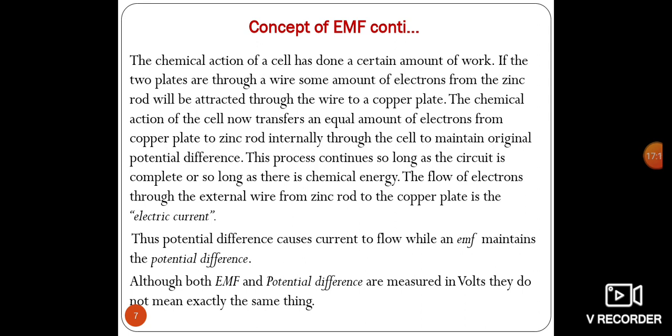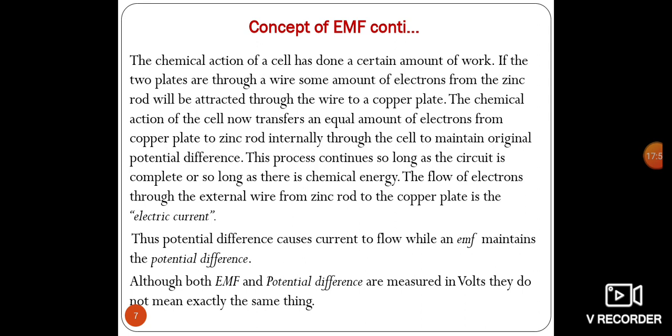The potential difference causes current to flow, while an EMF maintains the potential difference. The potential difference means that initially, whenever the chemical reaction was taking place and the copper conductor was not connected, the zinc electrode had taken some electrons from the copper, and because of that the potential difference causes current to flow while an EMF maintains the potential difference. So EMF is developed. Whatever difference was created, that is called EMF, electromotive force, which maintains the potential difference between the two electrodes.